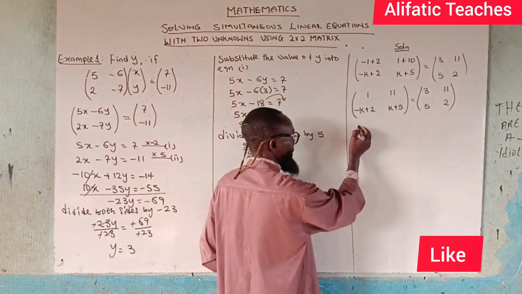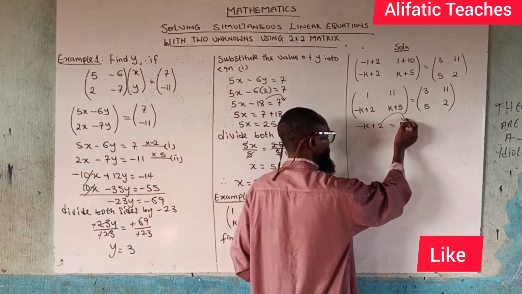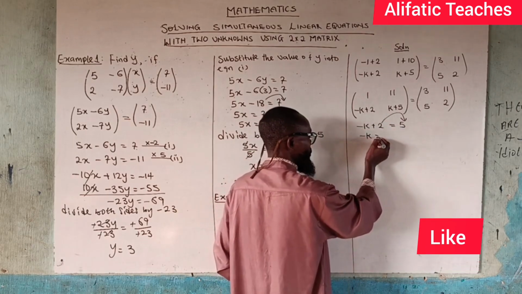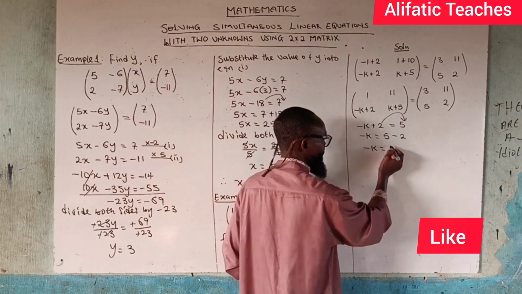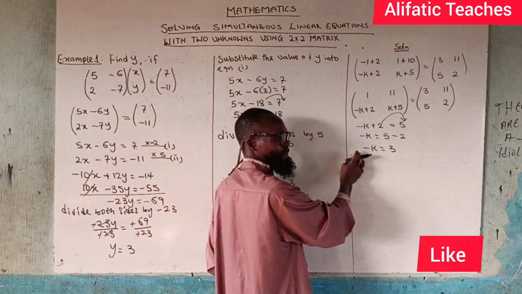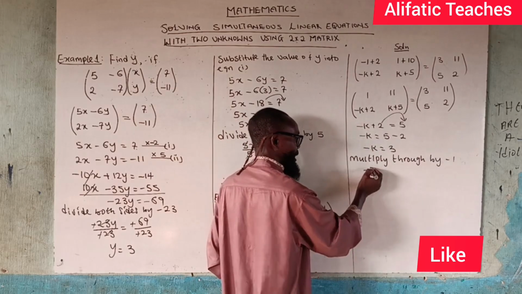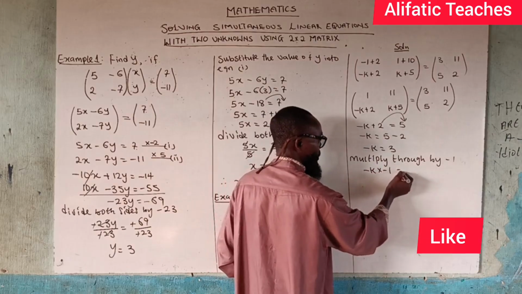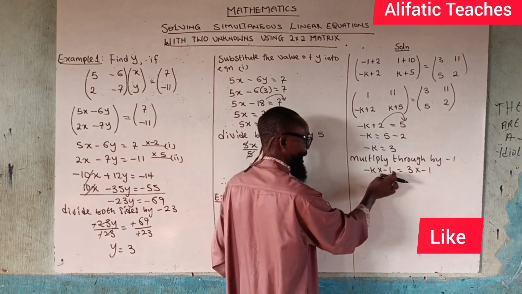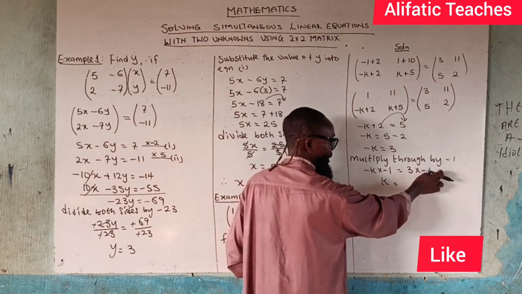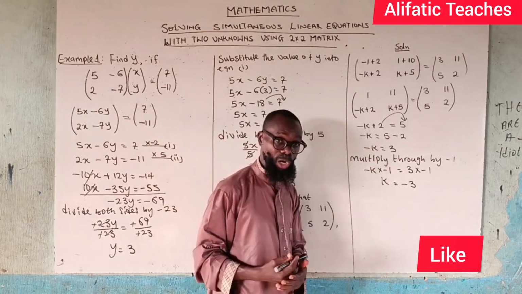Now let me equate this. Minus k plus 2 is equals to 5. Take this 2 to the other side. I have minus k equals to 5 minus 2, which is 3. Then I need my k, not minus k. So multiply through by minus 1. Therefore, minus k multiplied by minus 1 equals 3 multiplied by minus 1. Minus times minus gives plus k times 1, k. Then 3 times minus 1 is minus 3. So in this case, that is how to get the value of k.